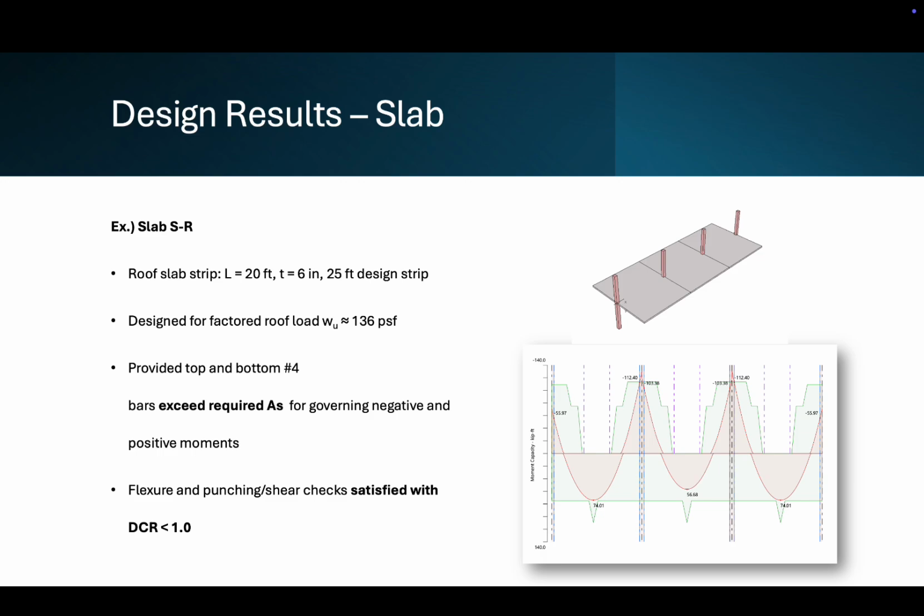Firstly, I chose slab SR, representing the roof slab. So this is a 6-inch slab spanning 20 feet with a 25-foot strip width, designed for a factored roof load of about 136 PSF. So using SP Slab, I got the negative moments over the supports and the positive moments at the midspan for that strip. For those, I calculated the required top and bottom reinforcement, in the end being number 4 bars, which provided greater than the required steel for both critical negative and positive moments, which also satisfies the DCR under 1.0.